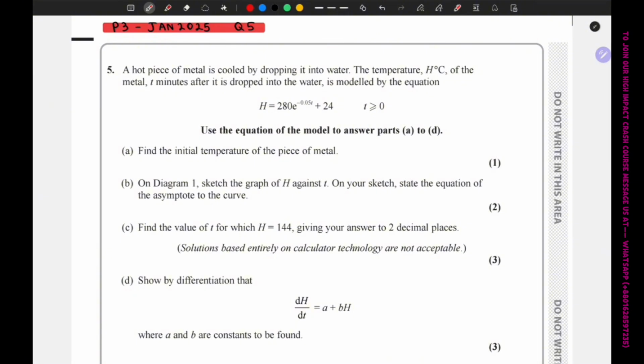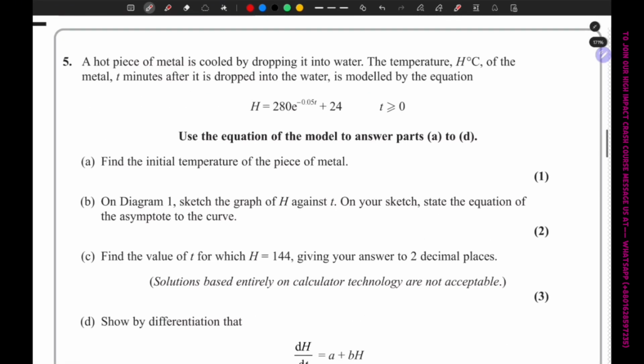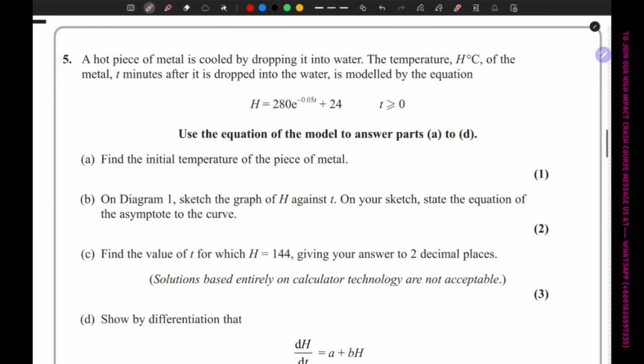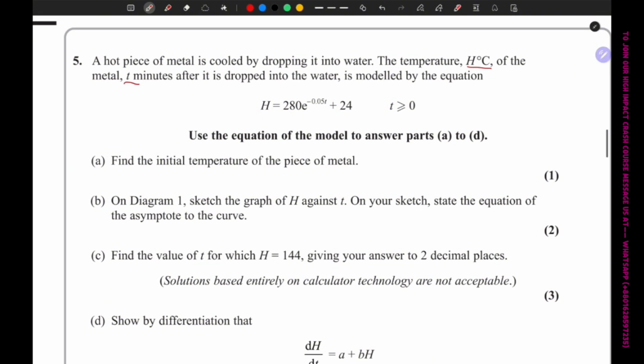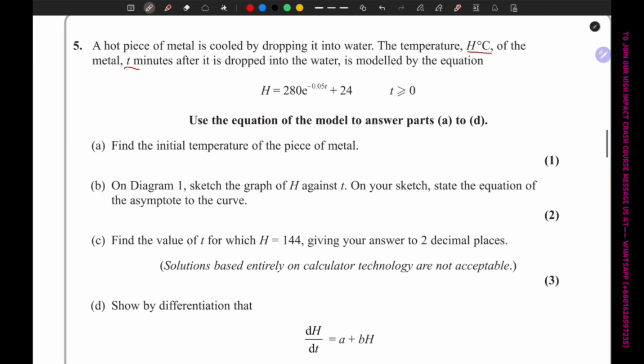So in the previous video we have solved question 4 of P3 January 2025 session. So now let's move on to question 5. A hot piece of metal is cooled by dropping it into water. The temperature H degrees Celsius of the metal T minutes after it is dropped into the water is modeled by the equation this. So first of all, we need to find the initial temperature of the piece of metal.